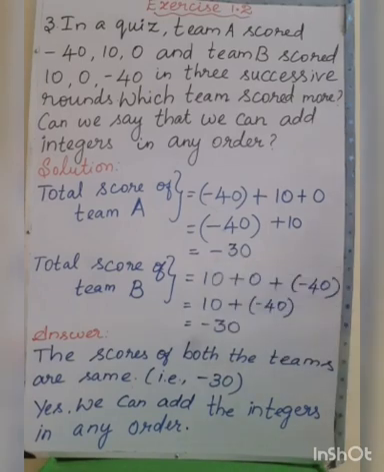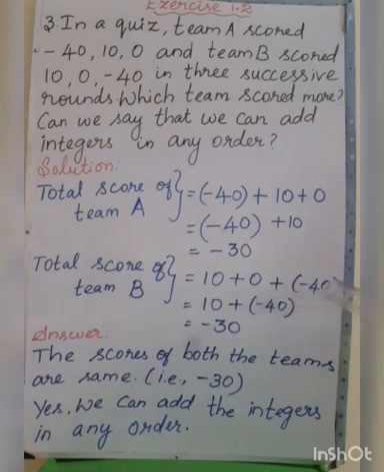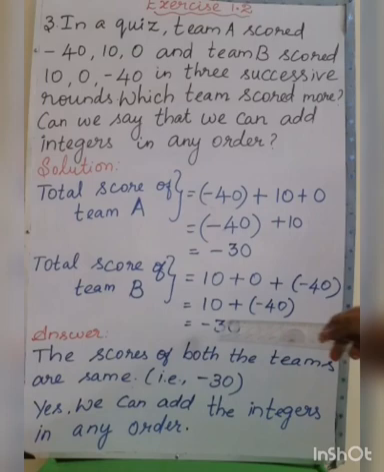Total score of team B. Team B scores 10 plus 0 plus minus 40. Total means added. So 10 plus 0 is 10, plus minus 40. Here one is a positive number and one is a negative number, so subtract the numbers: 40 minus 10 is 30. The biggest integer is 40, so the biggest integer's sign is minus. So we put the minus sign before the number.